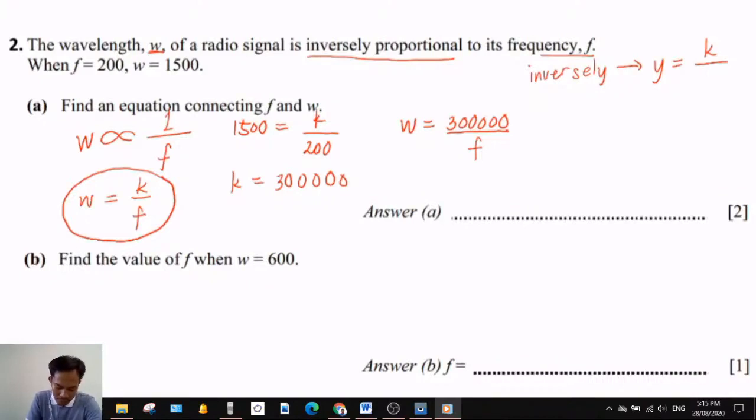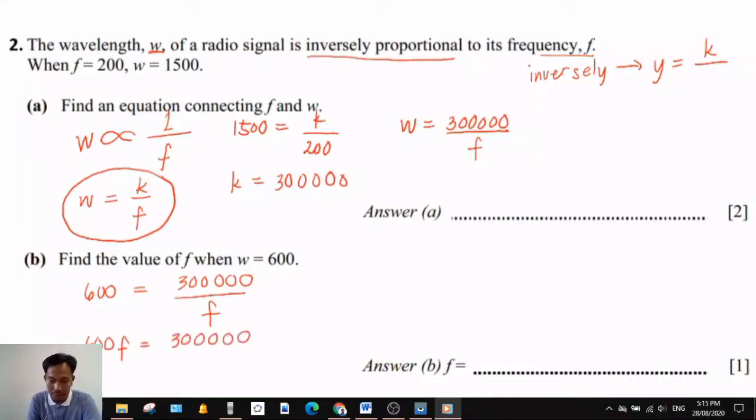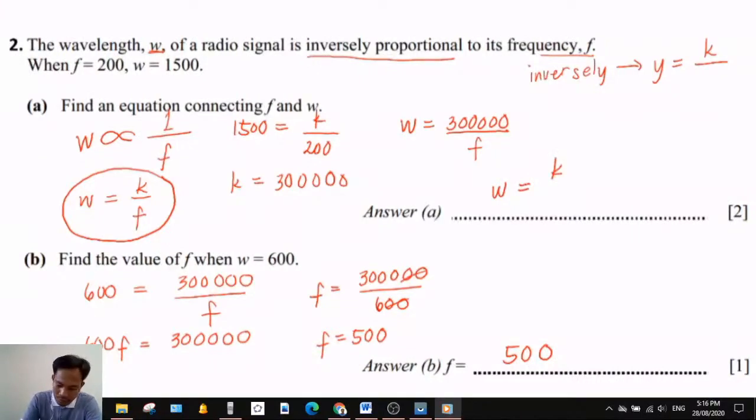Now if you want to find the value of f when W is equal to 600, I will just change the W to 600. It is equivalent now to 300,000 divided by f. So it will become 600f is equal to 300,000. Thus, f is equivalent to 300,000 divided by 600. Remove the two zeros. It will become 30 divided by 6, which is 5. So f is equal to 500. Sorry, the equation should be 300,000 divided by f.